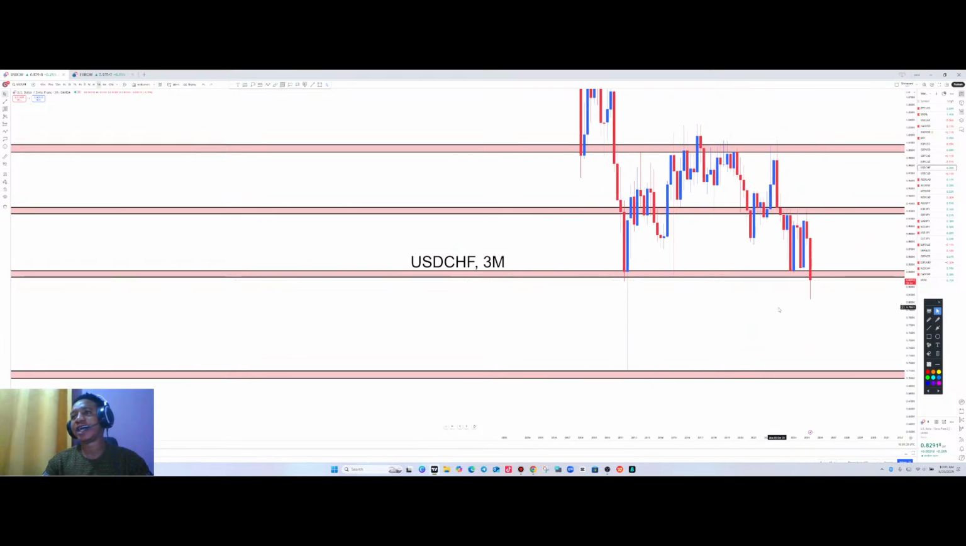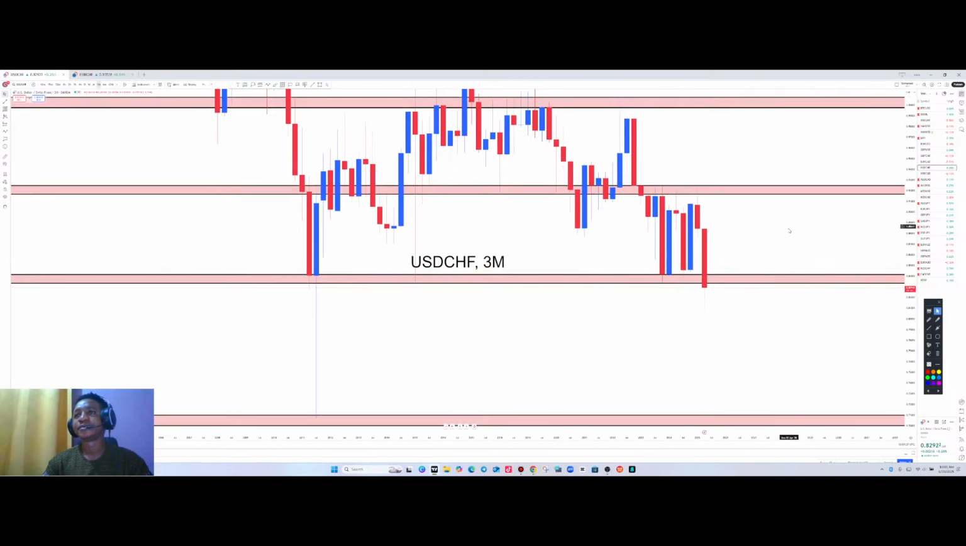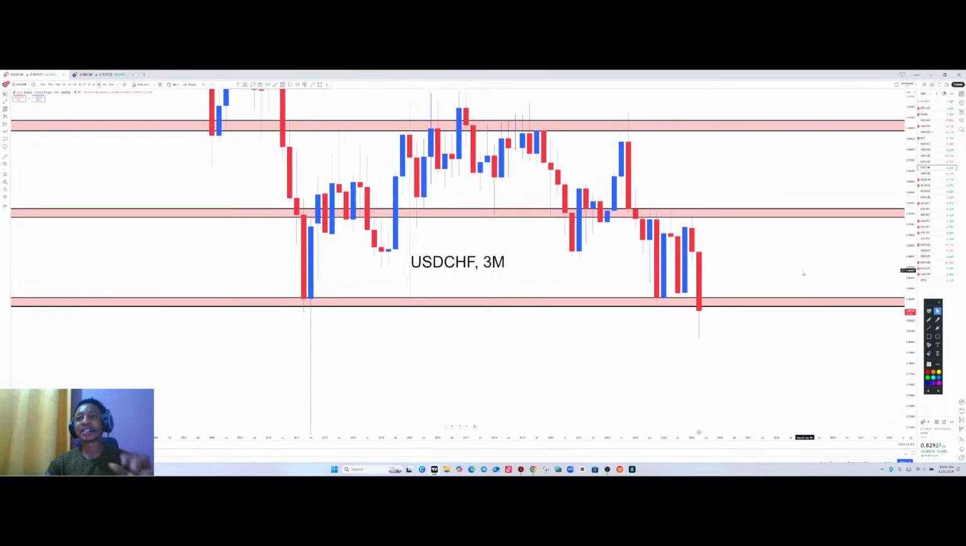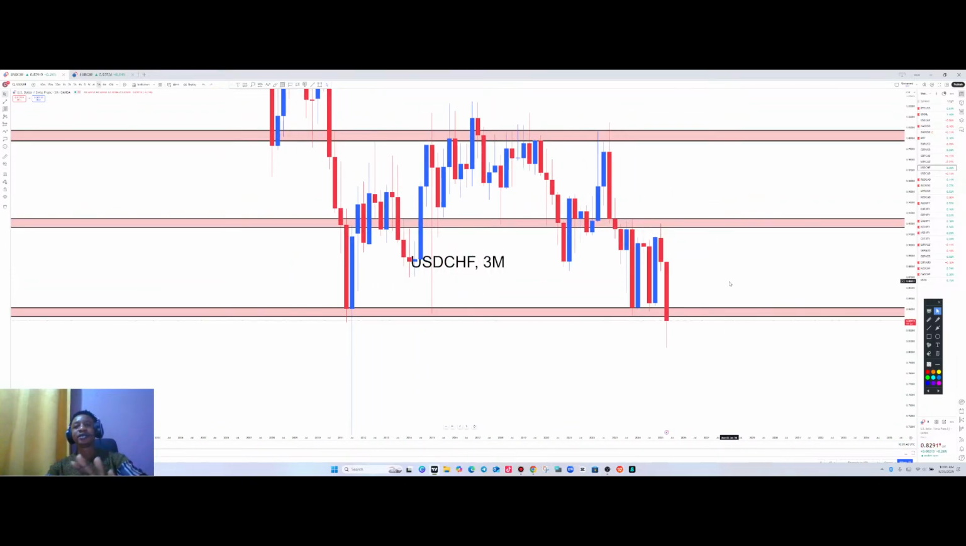This is USD Chef. Now, USD Chef on a 3 months time frame. What has price done over here? This is our chart on a 3 months. On a 3 months time frame, you can see the price going down. We're in a downtrend.